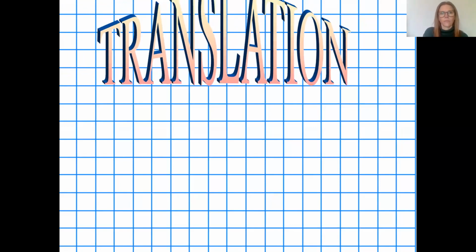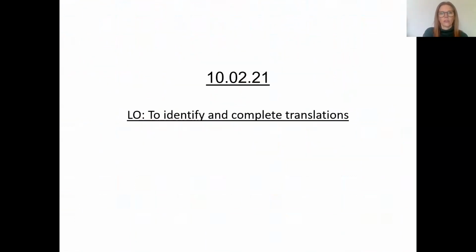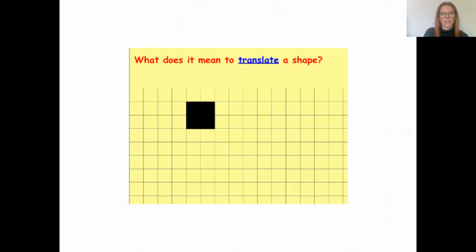Everyone, welcome to Wednesday's maths lesson. Today we are looking at translation. So your learning objective is to identify and complete translations.